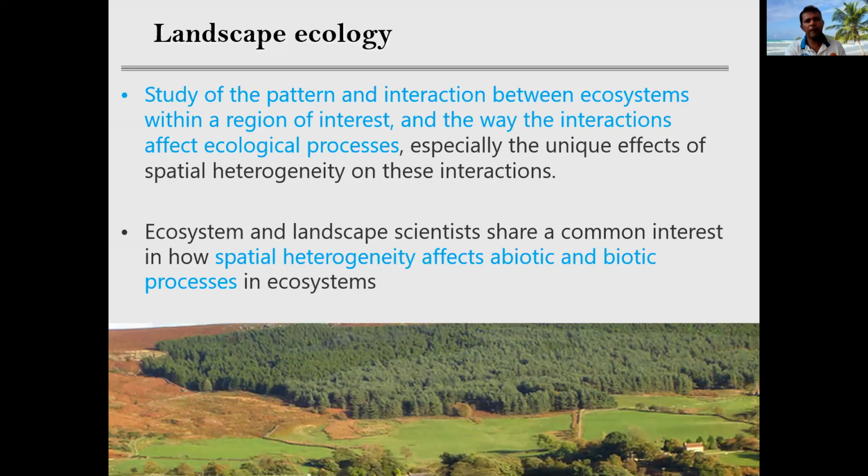But we can't say that either, because in a biome we are looking at particular temperature as well as rainfall, but in landscape ecology we are not really considering that, right? All right, I hope you got some idea about that, right? Okay.